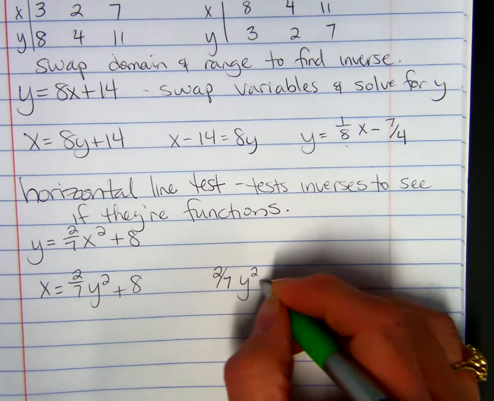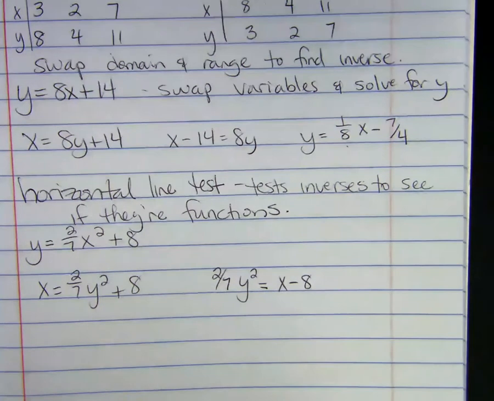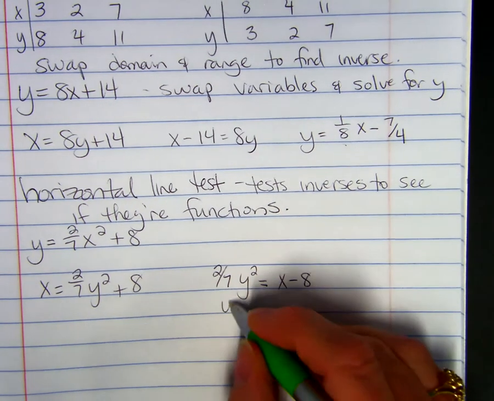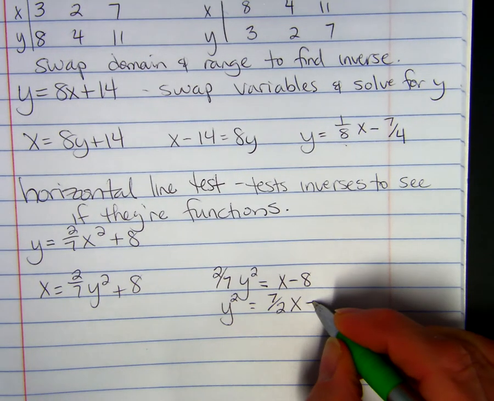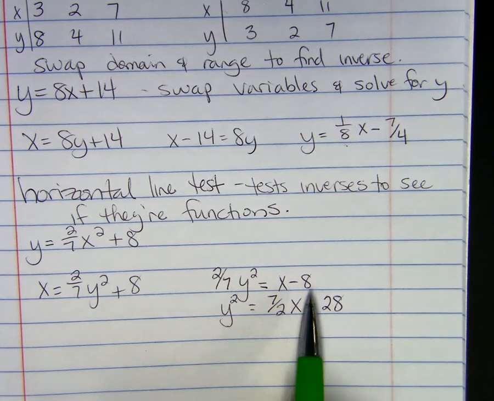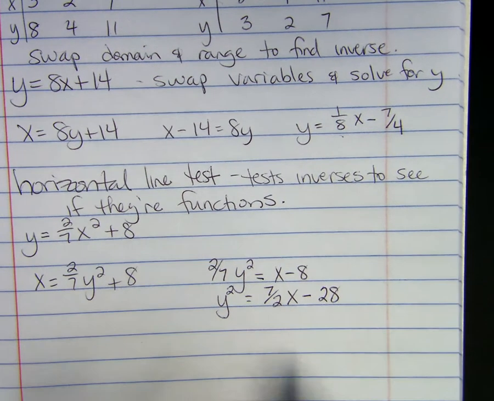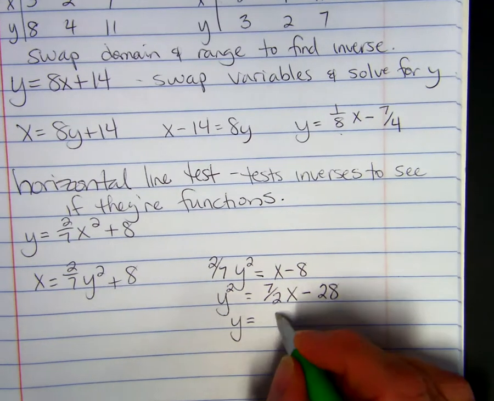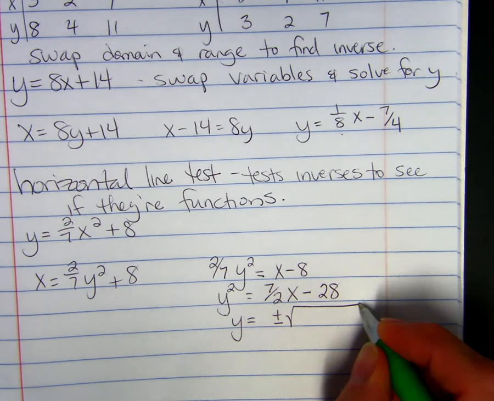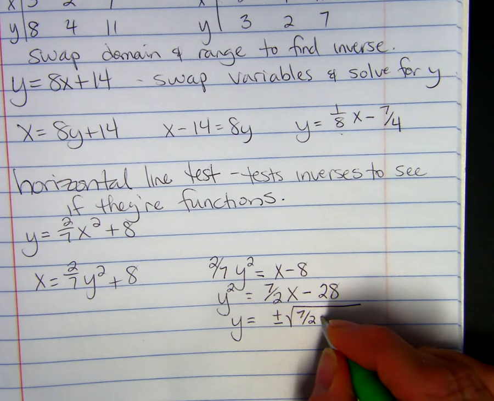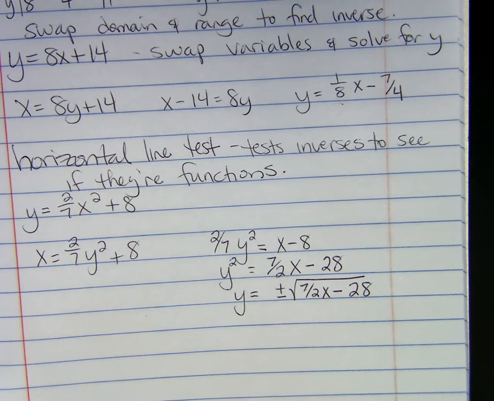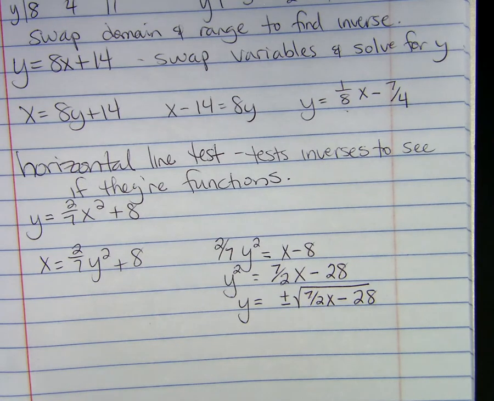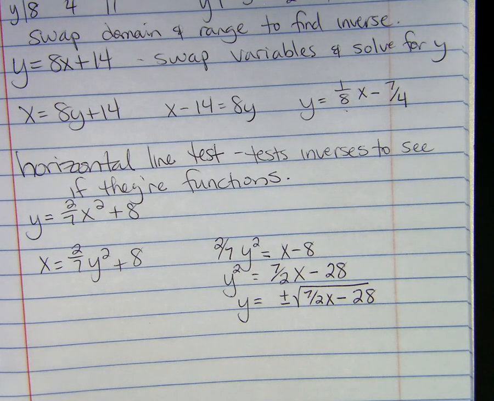So you'd have 2/7 y squared equals x minus 8. Then you're going to multiply by 7/2. So y squared equals 7/2 x minus 28. Half of 8 is 4. 4 times 7 is 28. And then to solve for y, you're going to do plus or minus square root of 7/2 x minus 28. And then that will be the inverse function. That's it.